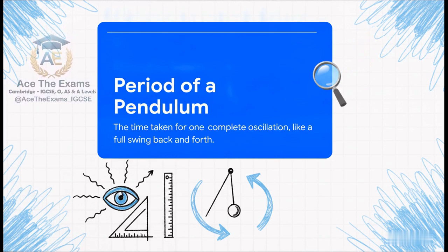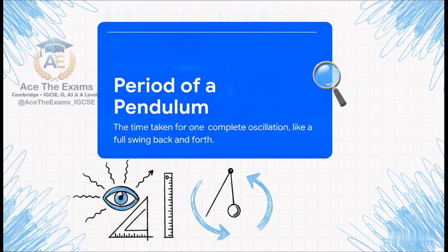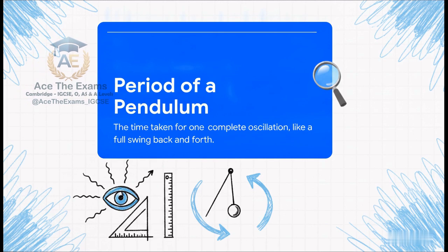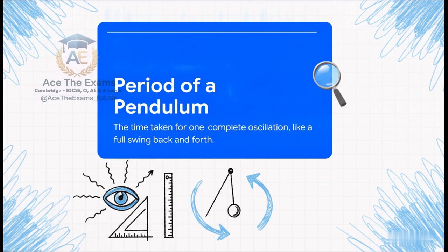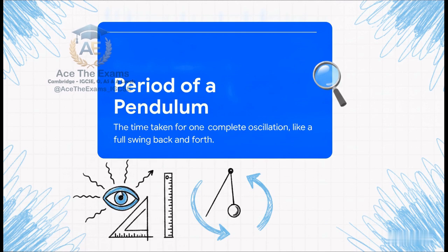The period is the time taken for one complete uninterrupted oscillation. That means a full swing out and a full swing back to the exact starting position. It's the whole shebang. But measuring this accurately in a real lab setting is way trickier than it sounds.